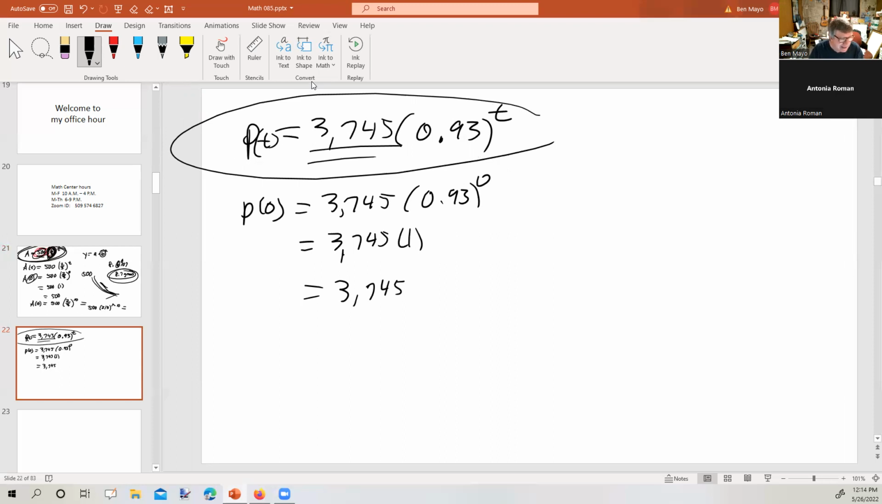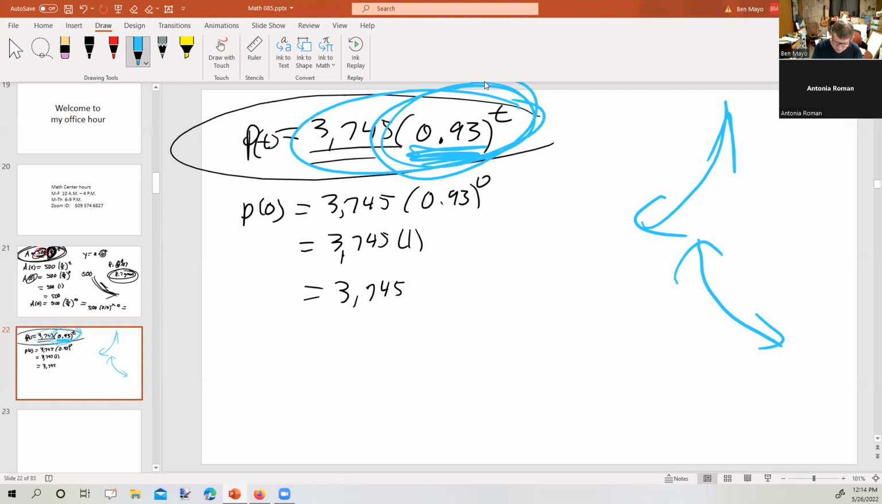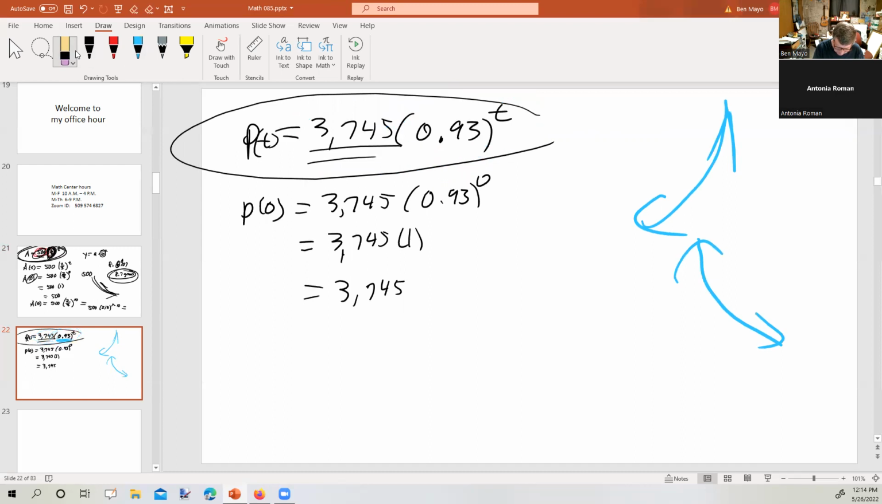My next question is, is it increasing or is it decreasing? Well, what's the base? The base is less than 1. 0.93 is less than 1. Remember, if the base is greater than 1, it increases. If the base is between 0 and 1, it decreases. So just like the previous problem, with this one, it's decreasing. It starts with 3,745 of something, and then it's decreasing.